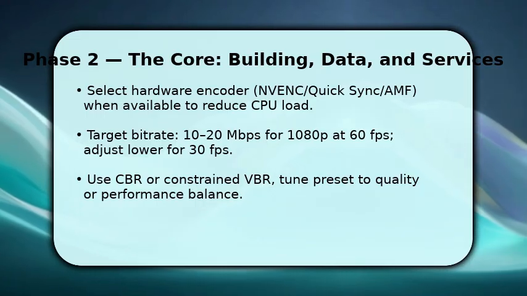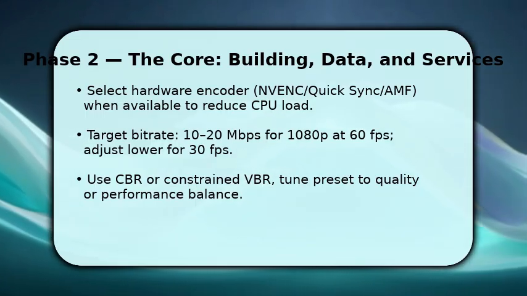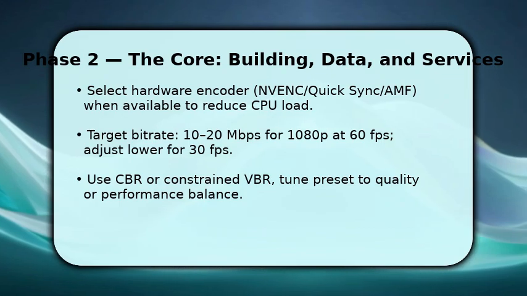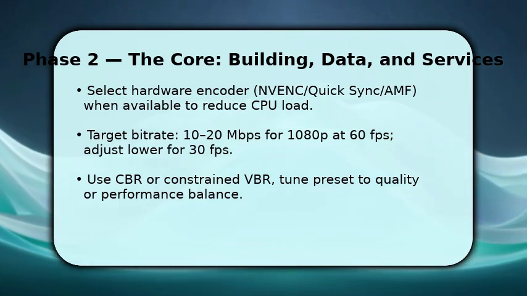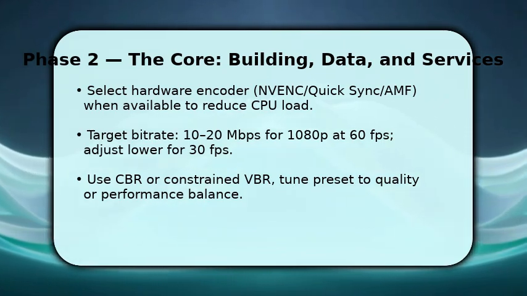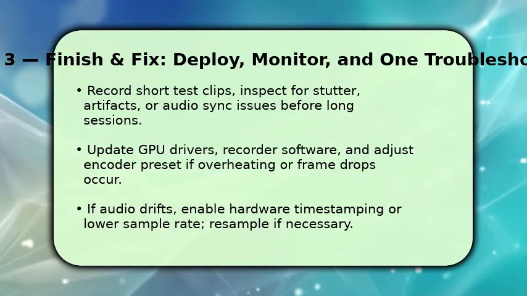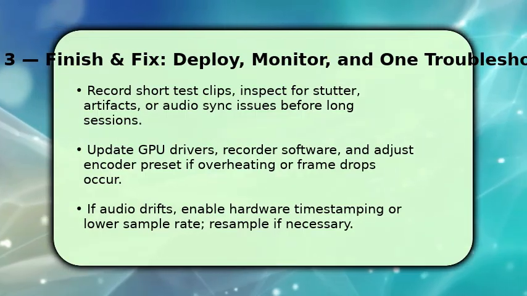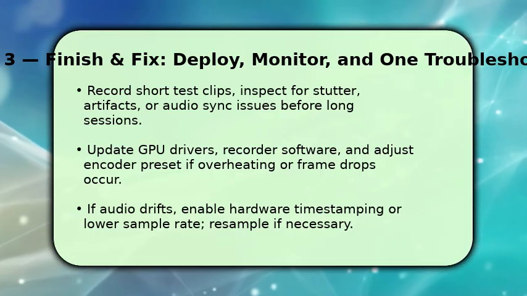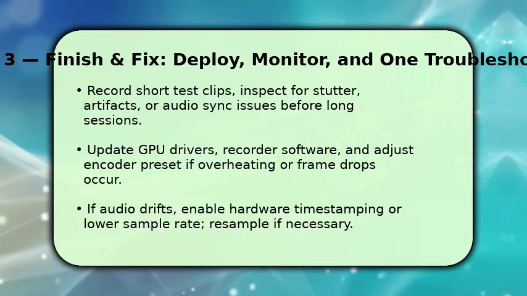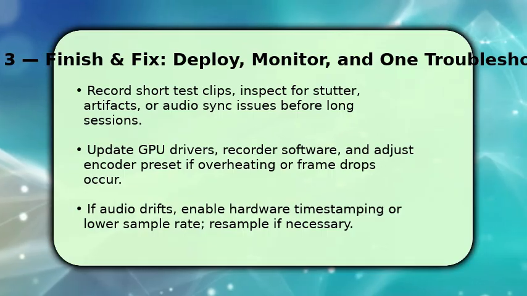Use constant bitrate or constrained variable bitrate, and pick a preset that balances quality and performance so dropped frames don't ruin the output. Finish by verifying everything with short test recordings and then iterate. Record brief clips and check for stuttering, compression artifacts, or audio sync problems. Make incremental changes and retest.